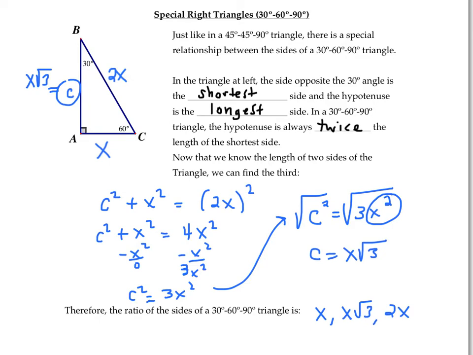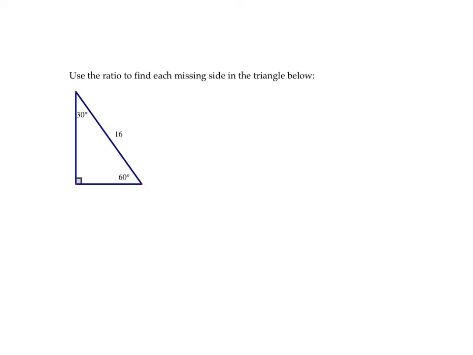All right, let's try a sample problem. What I like to do first in a 30-60 right triangle is to label my sides according to the ratio. So remember, for 30 degrees, the side opposite that gets the x. For the side opposite 60 degrees, we take that shorter leg and we multiply by the square root of 3, so x square root of 3. And then for 90 degrees, the hypotenuse, it's always 2 times the shorter leg. Okay, so let's label this triangle.